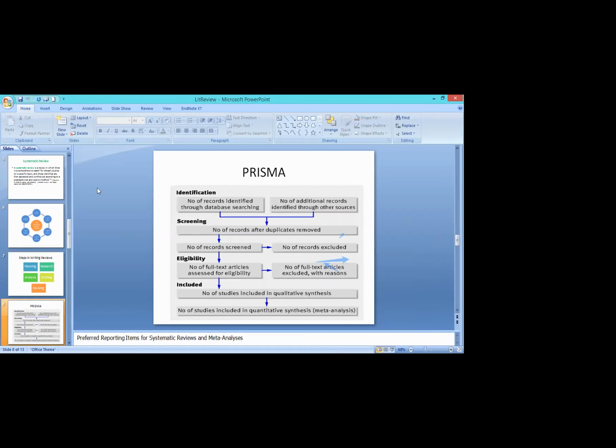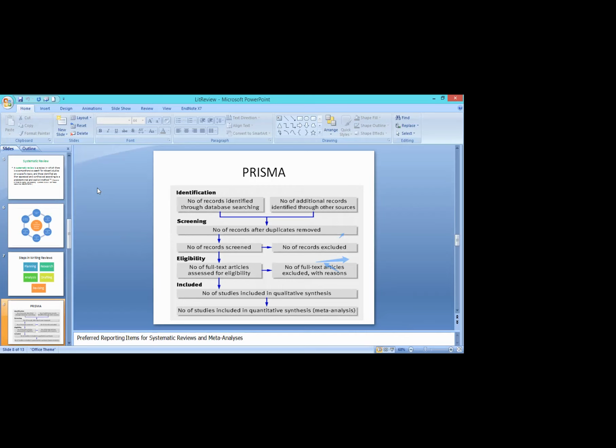So what are the PRISMA guidelines? It is Preferred Reporting Items for Systematic Reviews and Meta-Analyses. It has 4 important items: identification, screening, eligibility, inclusion, and exclusion criteria. So these are the 4 important items in PRISMA guidelines.